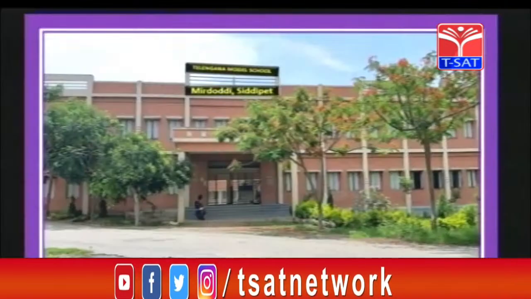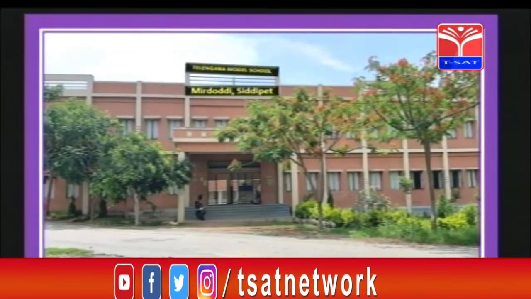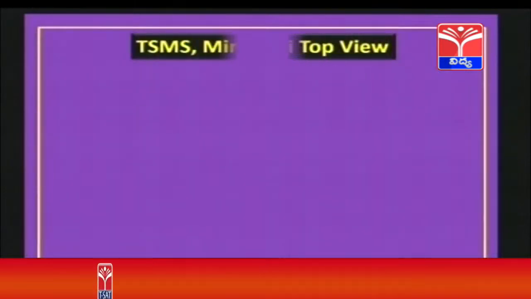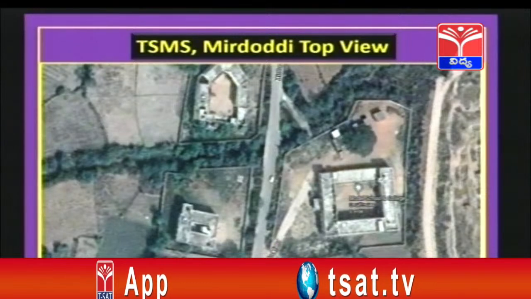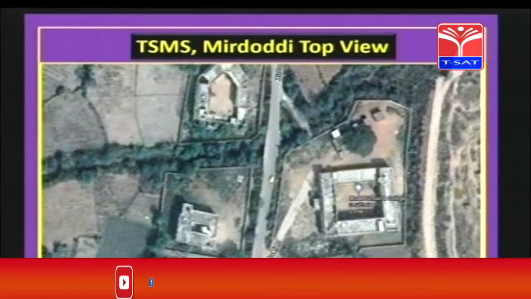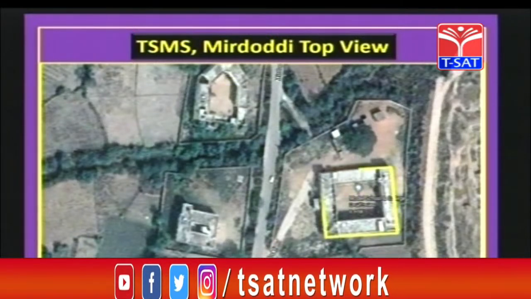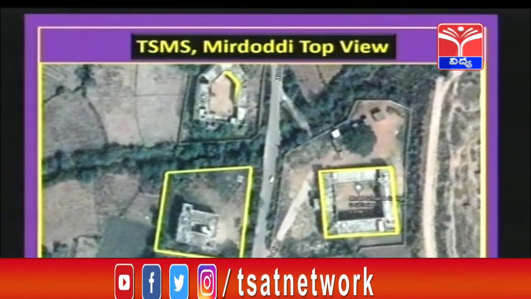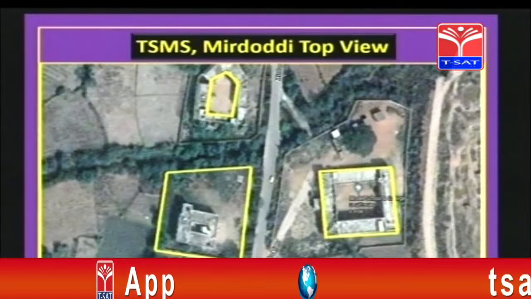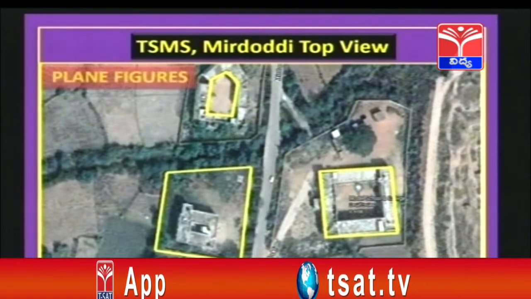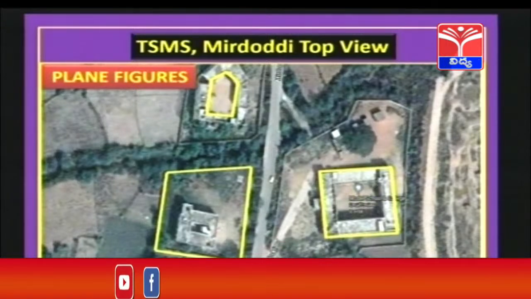Look at our school, Model School Methodi from Siddipet. Now let us take a look from the aerial point, or from the top, as shown. You can see our school and hostel, and there is some other building too. Can you see the shapes formed over there? Yes. And can you recognize these figures also, children? Yes. We call these figures plane figures.